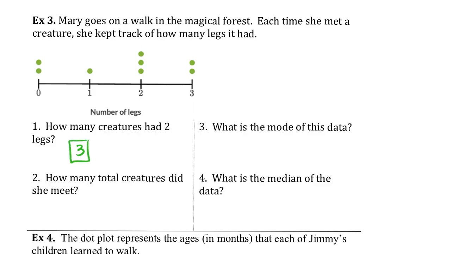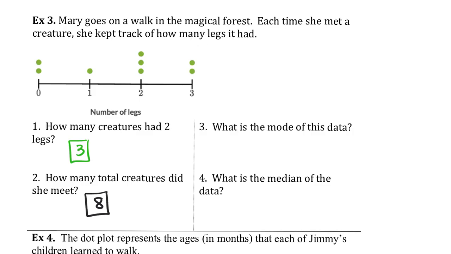Okay, how many total creatures did she meet? Okay, well, she had 2 with 0 legs, 1 with 1 leg. So 1, 2, 3, 4, 5, 6, 7, 8. There were 8 creatures in total with various numbers of legs.